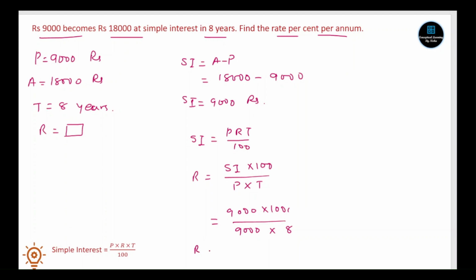On solving that, what do we get? 9,000 is getting cancelled out, and 100 upon 8. So you can cancel out and you will get 12.5, correct? So the interest rate was 12.5 percent per annum. Correct? Great.